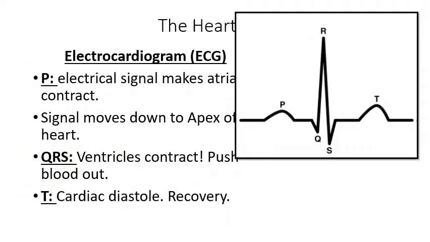All right, so the P part means atrial systole. The atria are squeezing the blood into the ventricles. The QRS part of the ECG wave is where the ventricles contract and create systole. And then the T part is where the whole heart relaxes, cardiac diastole, to let new blood in. So P, Q, R, S, T. You are expected to know which part of the ECG wave represents which part of the heartbeat.